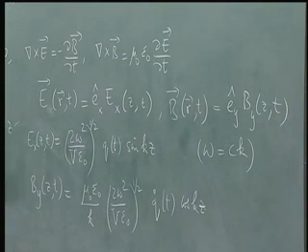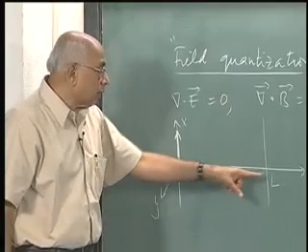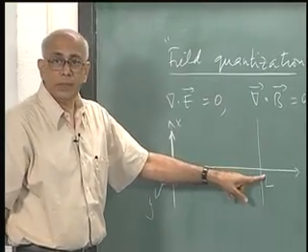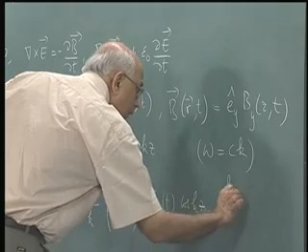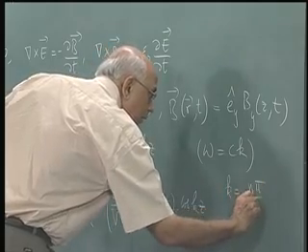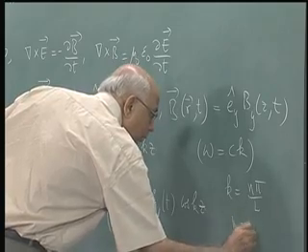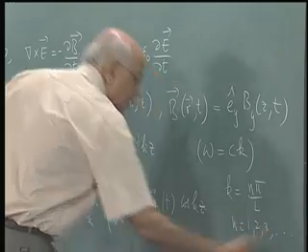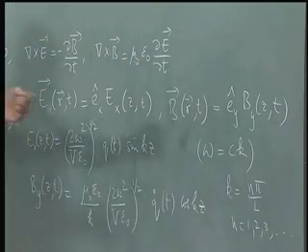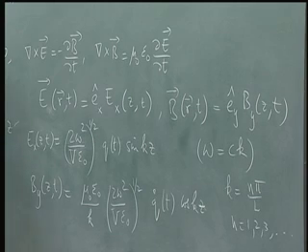Now what are the possible values of k? It is clear that k must be such that sin kL vanishes at this end. So k is quantized, k is equal to n pi over L, n equal to 1, 2, 3, etc. It is like waves on a string clamped at two ends. So far so good, we just have a classical solution of Maxwell's equations.